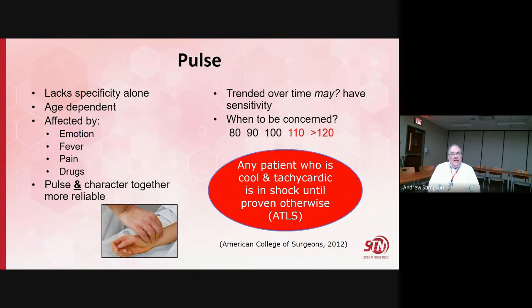Remember, pulse, as we're looking to identify shock, it lacks specificity alone. It can be age dependent. Obviously, if someone's upset after being in an accident, they can be tachycardic. Fever, pain, drugs, all of these can impact your pulse. Just remember, the pulse and character are more reliable. And as I mentioned earlier, as your pulse pressure declines because your diastolic goes up, you can get a more thready pulse. So that's another thing to consider.